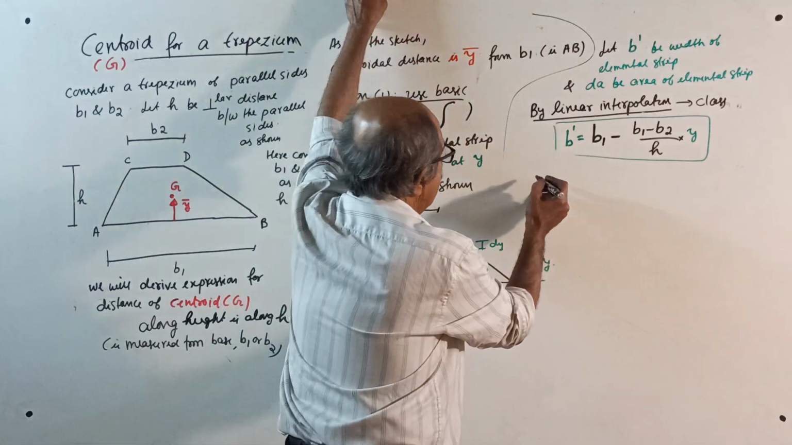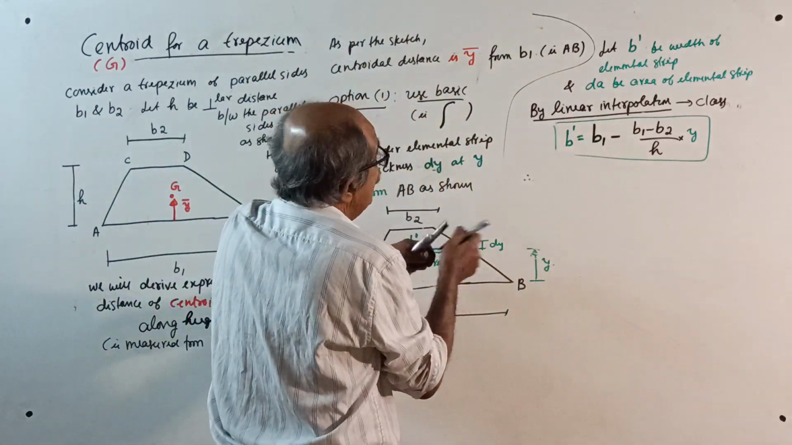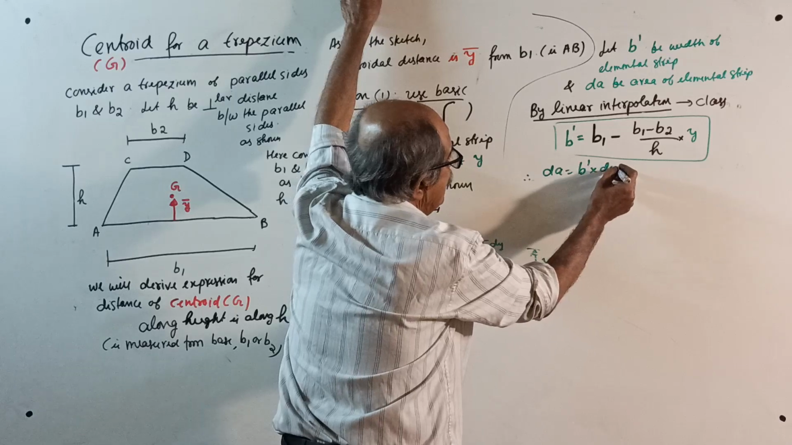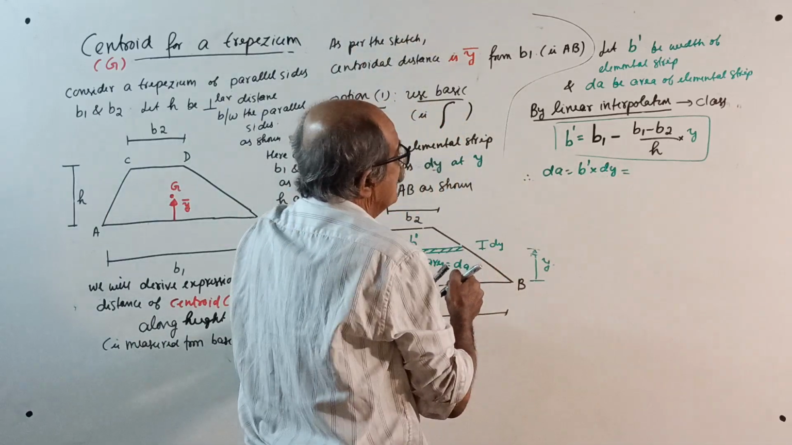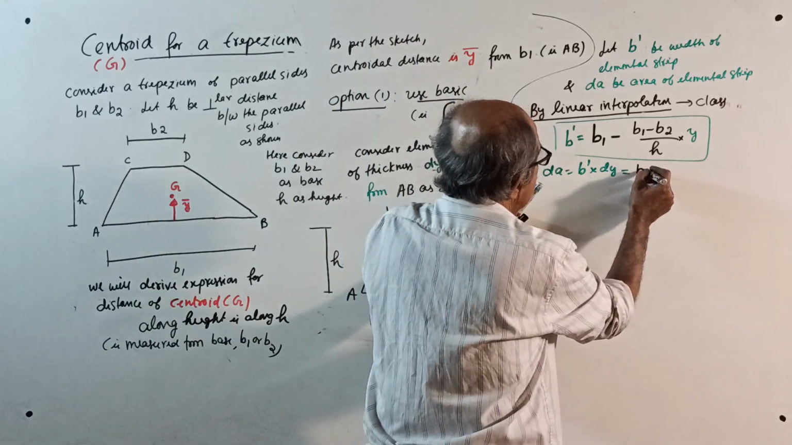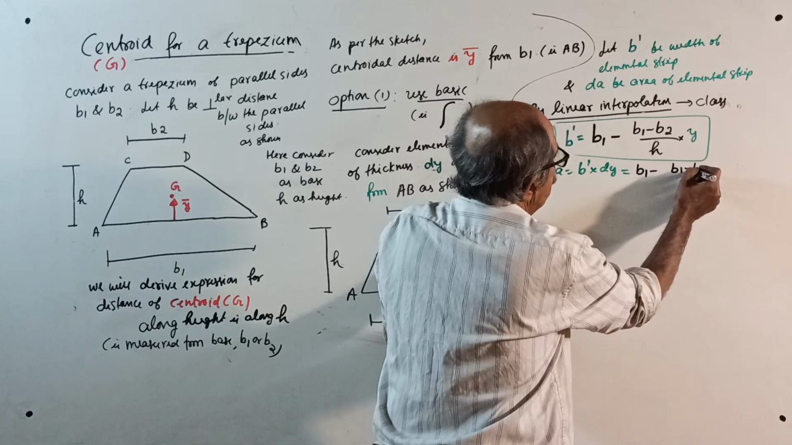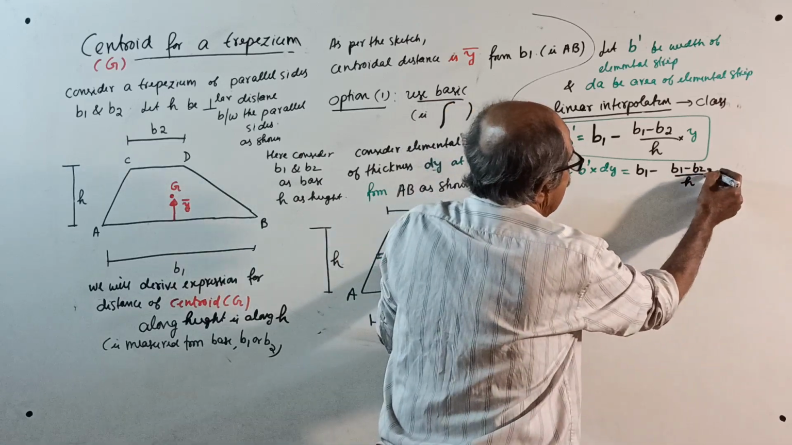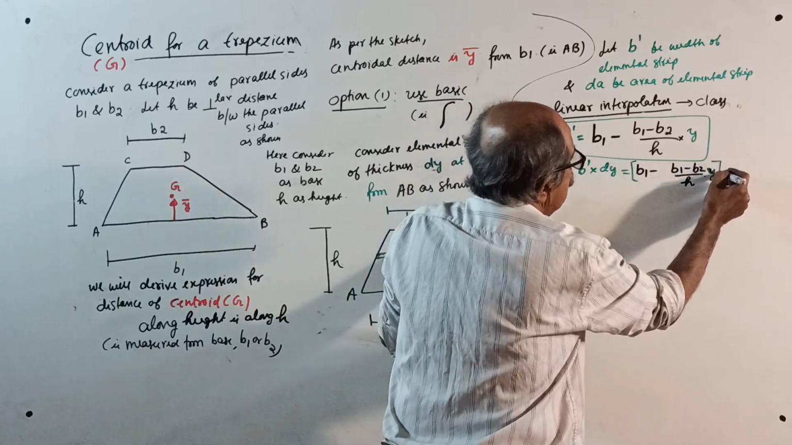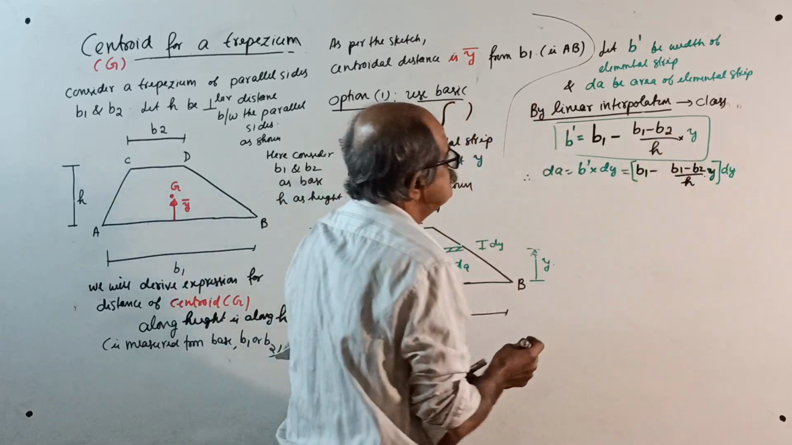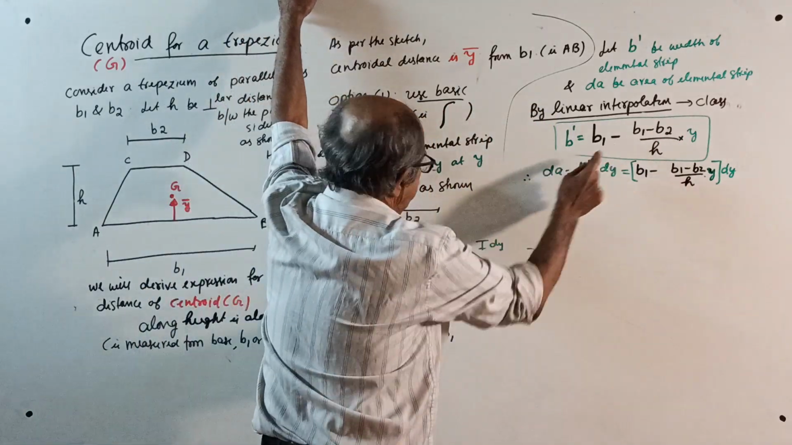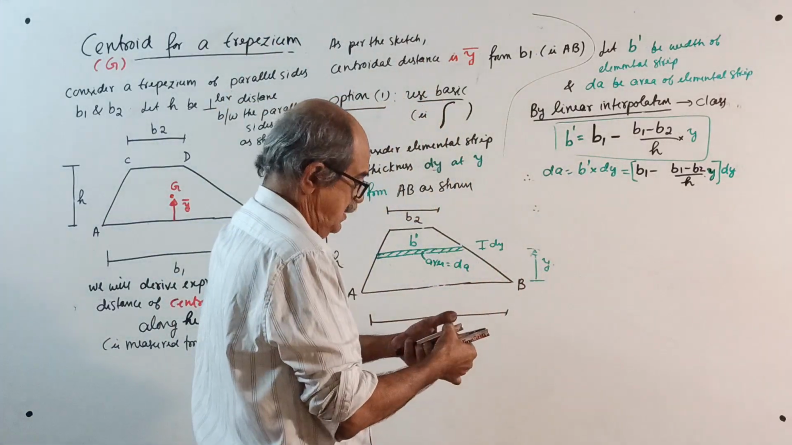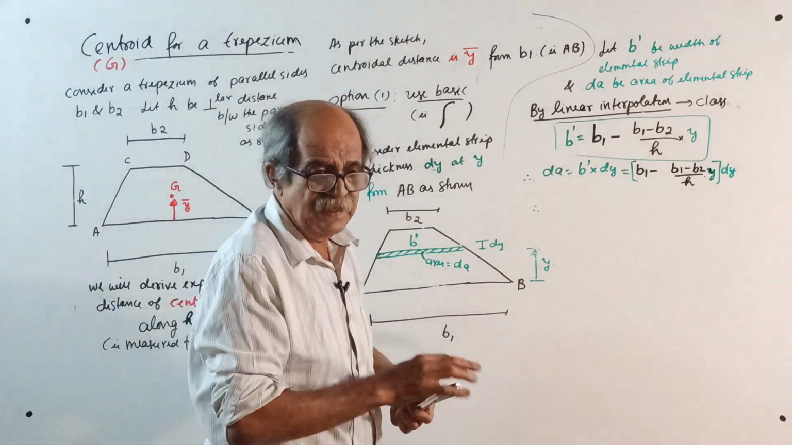Okay, start, b dash over. Therefore, area of elemental strip dA equal to b dash into dy. So dA will become b1 minus b2 by h into y, y is green color, this full term into dy. That is the area. See, width of strip b dash is here, b dash into dy is the area. Now you know what to do, because I explained very thoroughly for you.